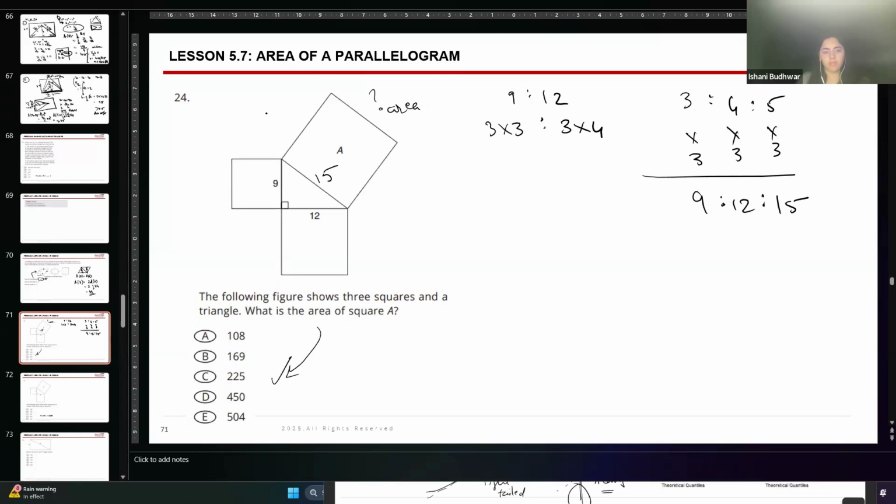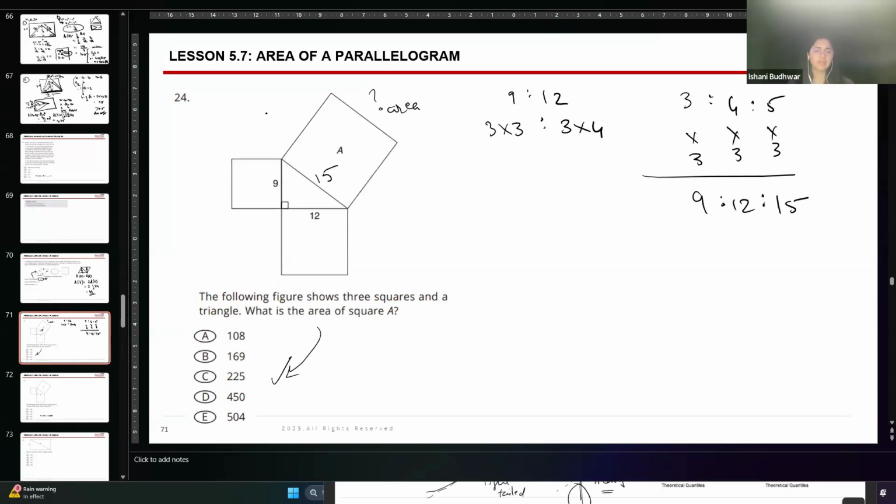That's it. So no roots, no squares, nothing. Just direct ratios.